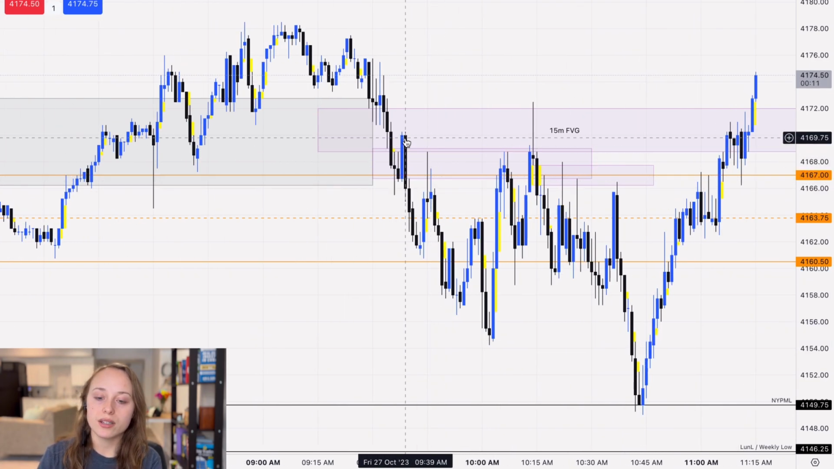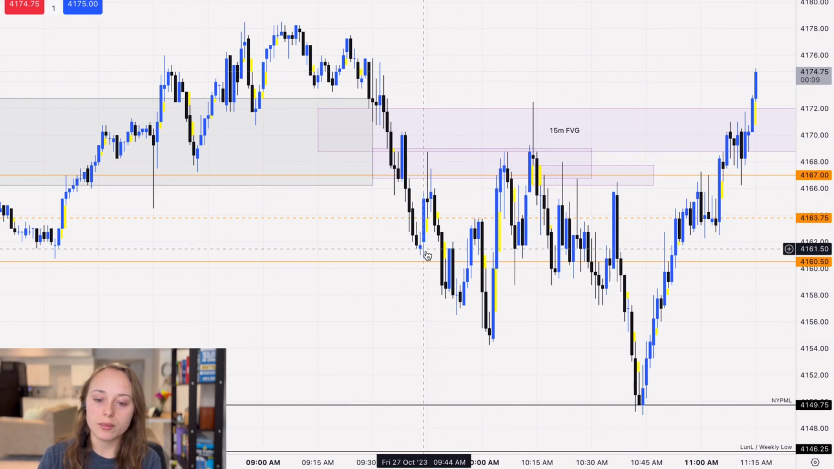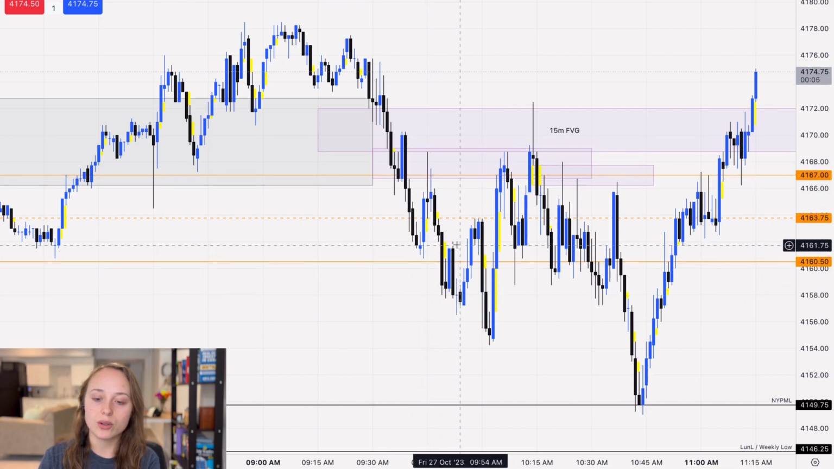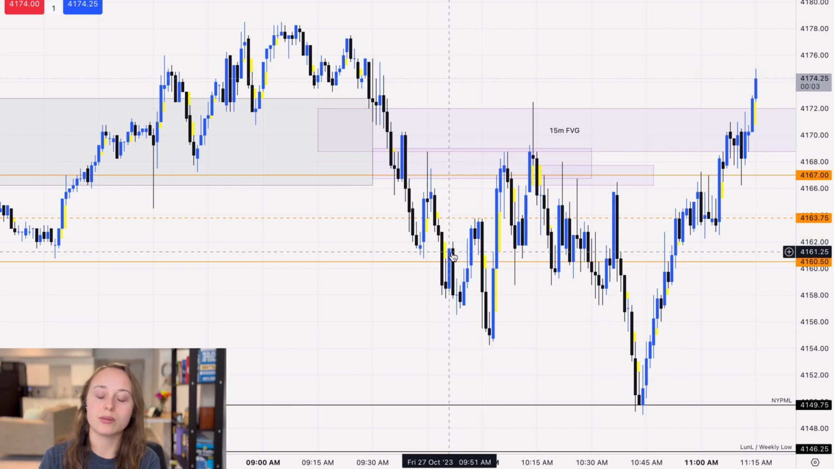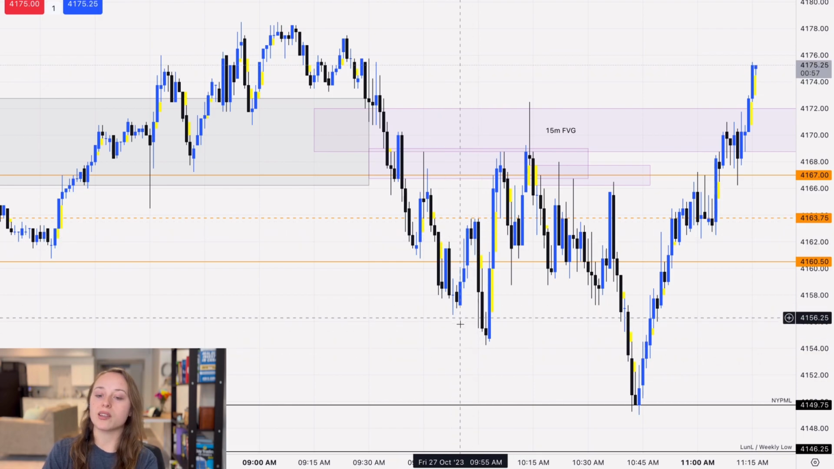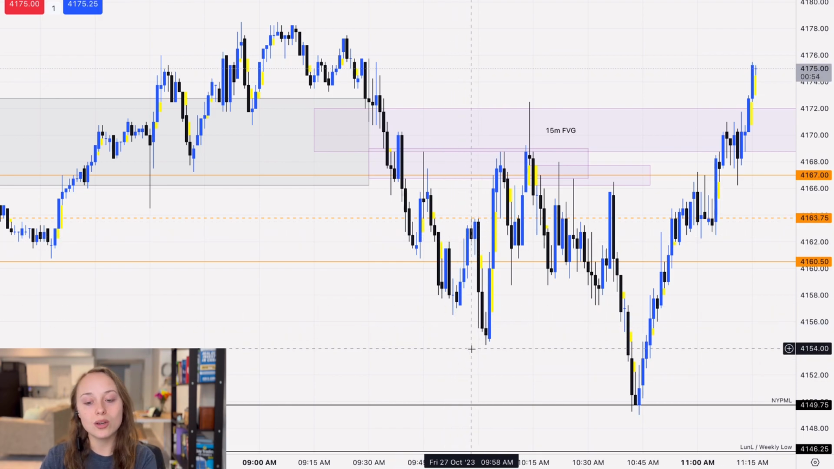Okay, we traded back up into this 5-minute fair value gap, came back down. We had this potential 1-minute fair value gap. Again, this would have been an entry at 9:50, so we didn't take it. We broke market structure here, came back down, took out sell side liquidity. I was like, okay, that could be good.